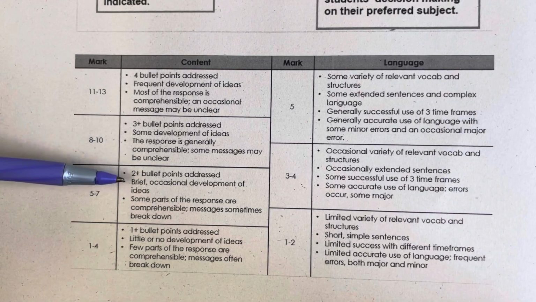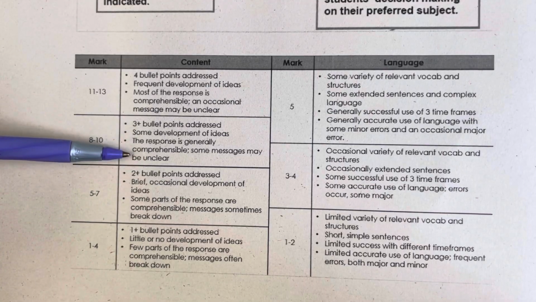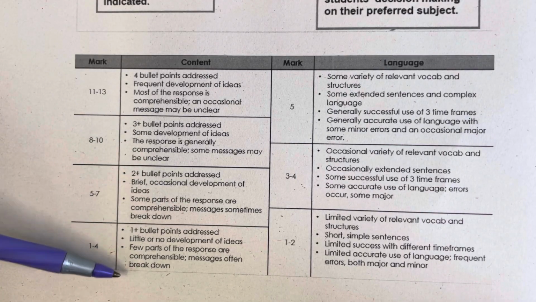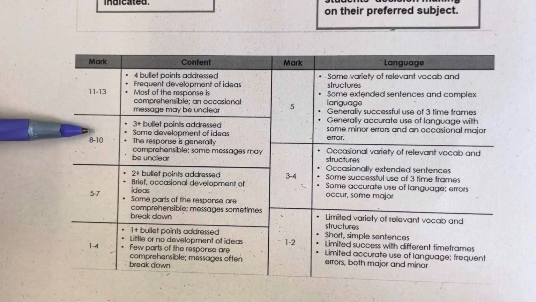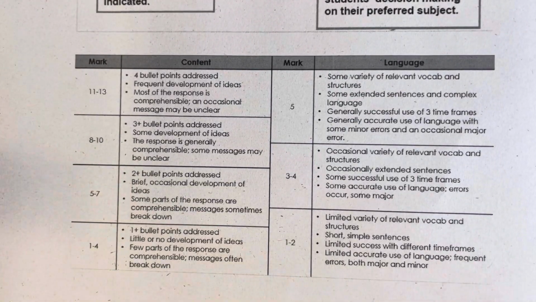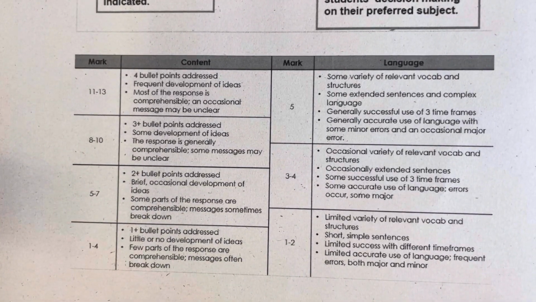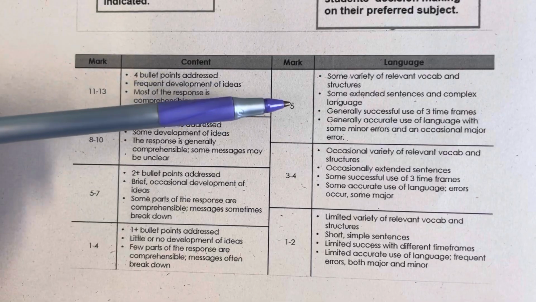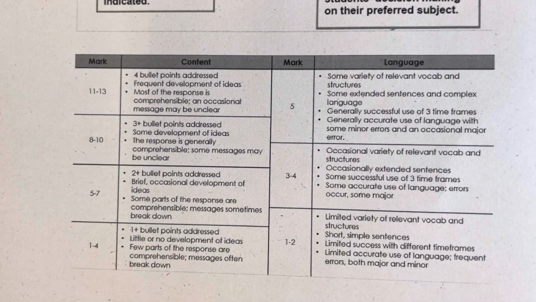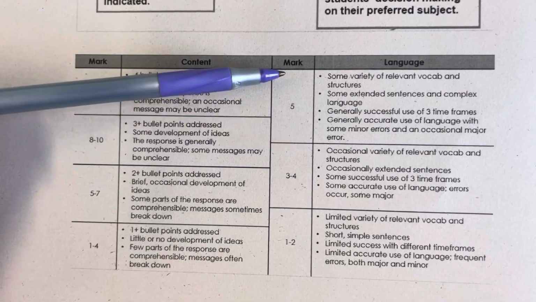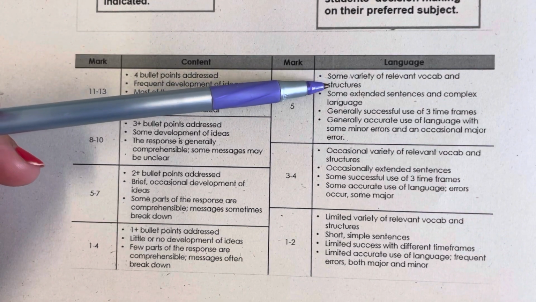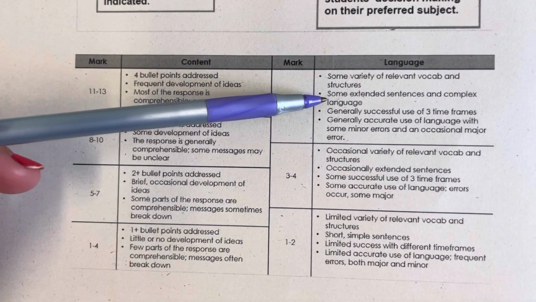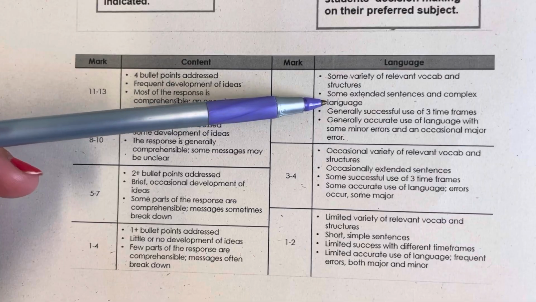As we move down the mark scheme, we can see that each time a bullet point is not covered, you are knocked down a grade boundary. So it's really, really vital that you plan your work carefully to cover all of those bullet points in the task. Once you've been allocated your score of up to 13 for content, there are then 5 marks available for language up for grabs. To maximise marks for this, you need to be using a variety of relevant vocab and structures. Some of your sentences need to be extended.